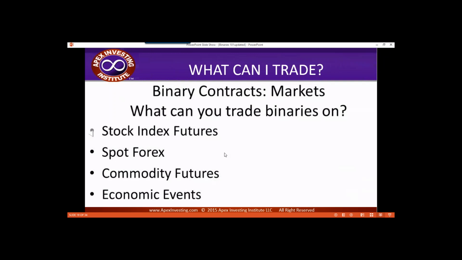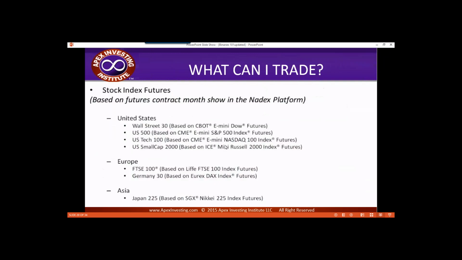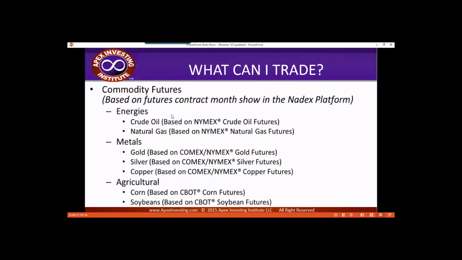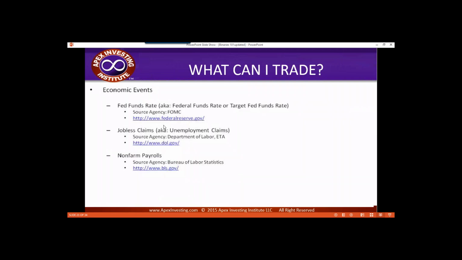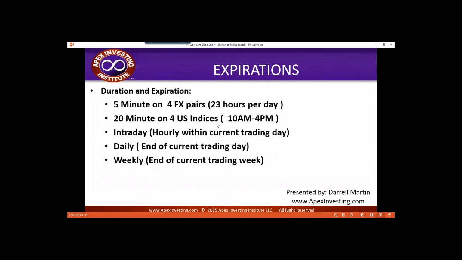So those are the different things that you can trade binary options on. Like I just said, you've got some European and Asian markets. You've got the U.S. markets. We've got energies, metals, ags, and 10 different Forex pairs. And the economic events, some of the news events, all those we showed you right there. There are different binaries out there.